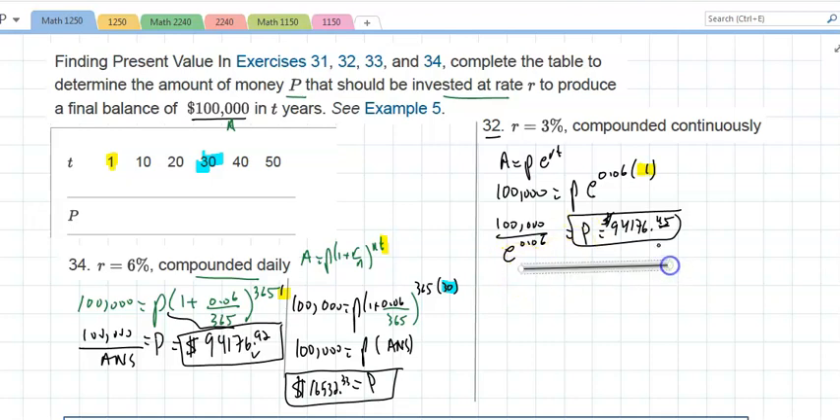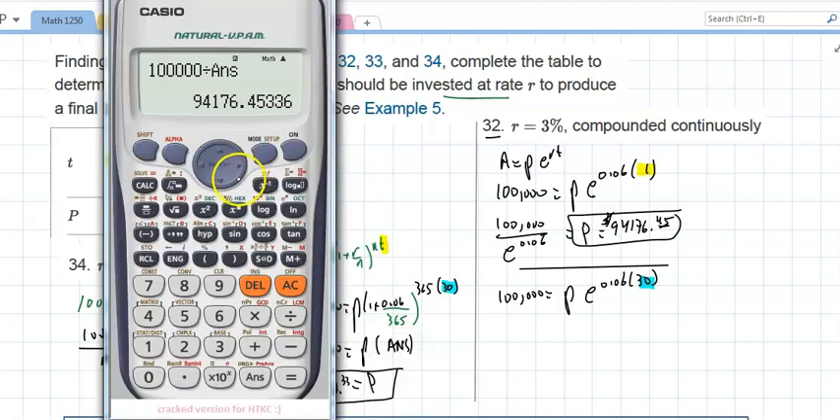And if I do the 30 as well, I would say 100,000 equals P e to the 0.06 times, and here I'll put 30. Again, I could do the same game. I could go back twice and input in there times 30, and there it is. I could store that in my answer, and then take 100,000 divided by my answer.